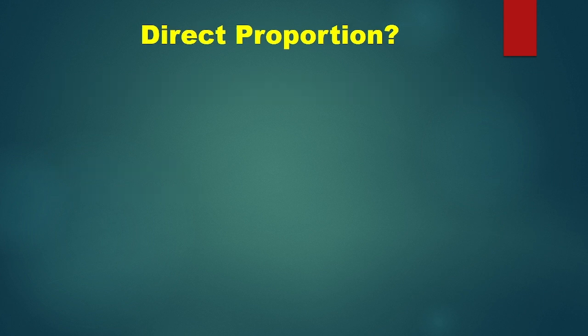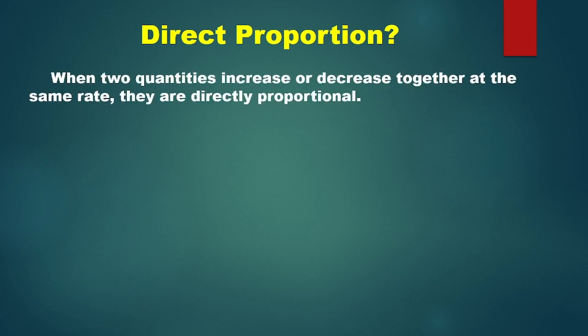What is direct proportion? When two quantities increase or decrease together at the same rate, they are directly proportional. That is, when one quantity increases and the other increases, or when one quantity decreases and the other decreases, we simply refer to them as direct proportion.